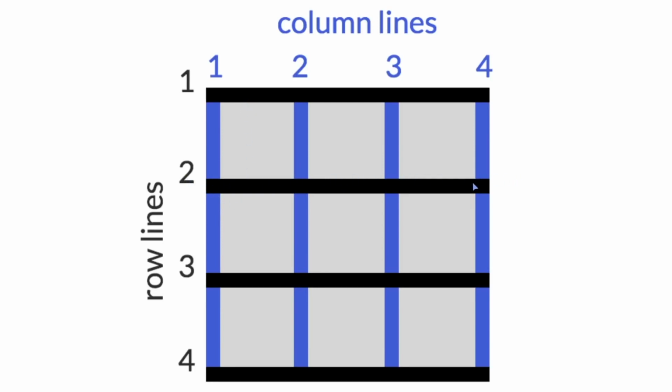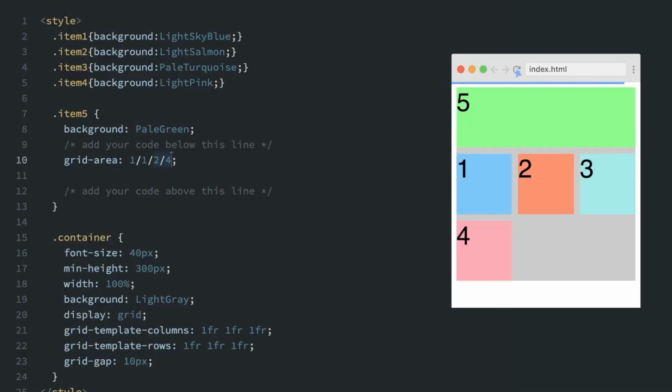So 2, 4 means it's going to end at the second horizontal line. Here's 2, and then here's 4. It's going to end at the 4th vertical line. So 1, 1, 2, 4 would start at this point and end at this point. So that would just take up the entire top row. So let's see what that looks like. I'll refresh, and we'll see that the 5 takes up the entire top row.